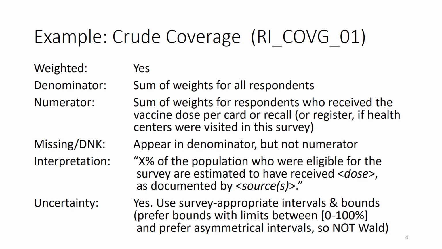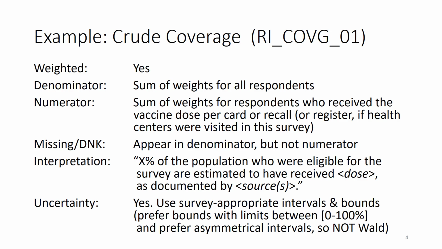Is there evidence either by card or by caregiver recall or by register that the child was vaccinated? We treat missing or do-not-know responses as follows: those respondents still appear in the denominator, but in the numerator we treat them as though they were unvaccinated. This is a difference between the WHO indicator and MICS. MICS throws them out of the denominator. So this is a subtle difference.